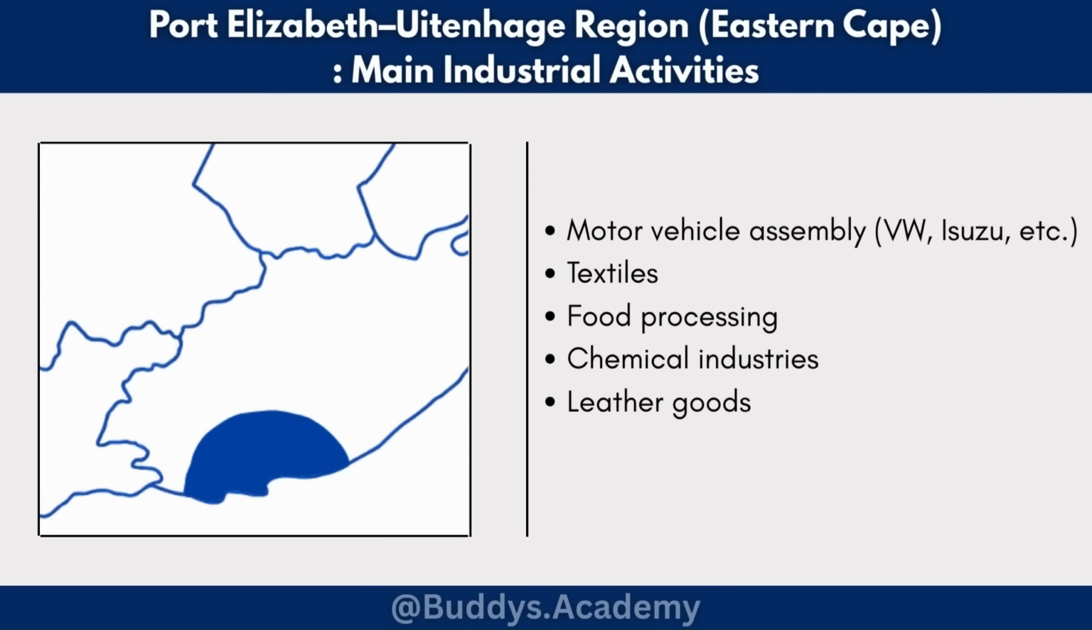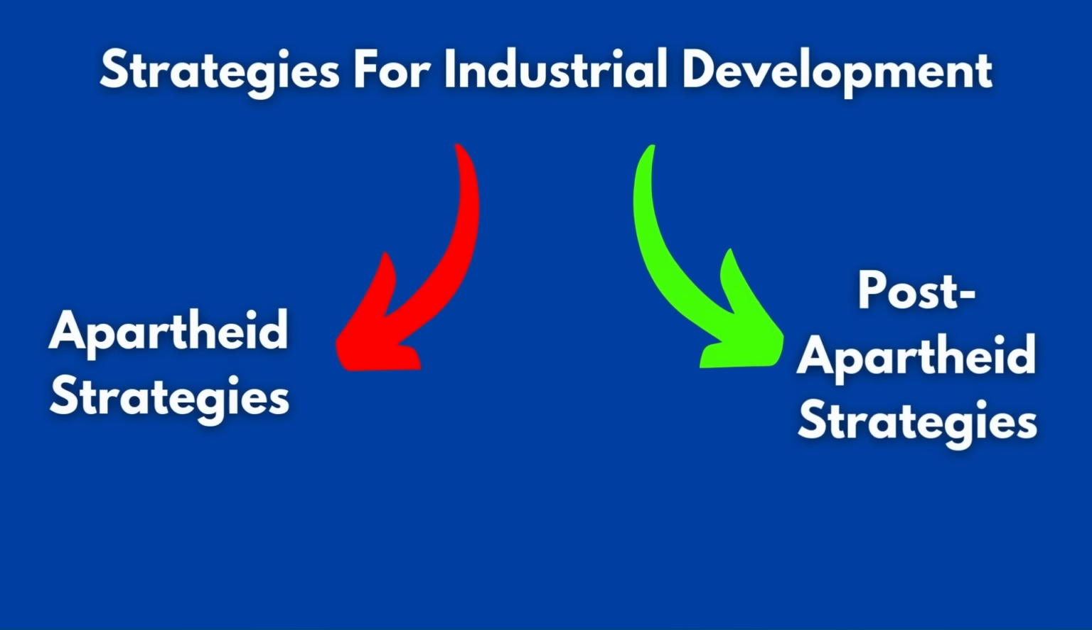Now, the main industrial activities in this area is going to be your motor vehicle assembly, so VW, Isuzu, etc. You're going to have your textiles, food processing and chemical industries, and also there's going to be the making of your leather goods. Now, when looking at strategies for industrial development, there's going to be your apartheid strategies and there's going to be your post-apartheid strategies.